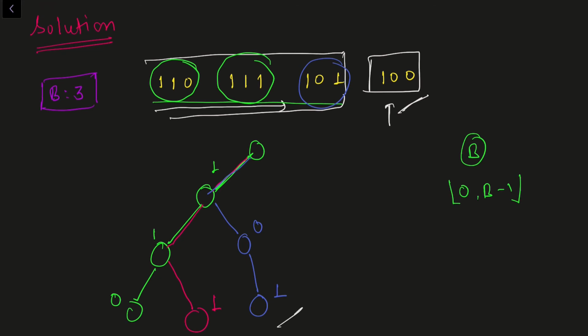Now this is the trie structure that I have built right here. Let's say currently I'm at this value. Then I need to find the optimal pair for it, right?